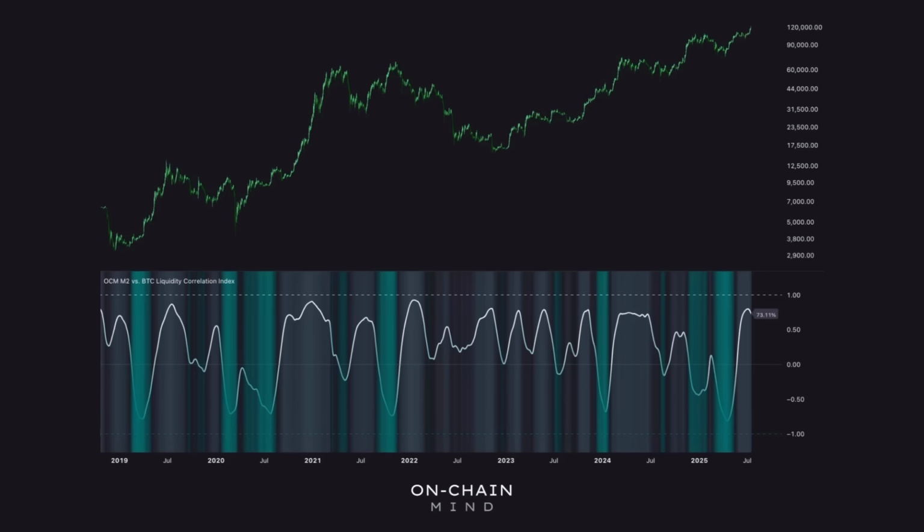This can go both ways too. Either Bitcoin's growth is outpacing liquidity growth, or liquidity growth is outpacing Bitcoin. It doesn't tell you exactly what's going on, but it gives you a clear signal to pay attention and investigate why this disconnection is happening. Let's look back at recent history to see what these dislocations meant for Bitcoin's future price.